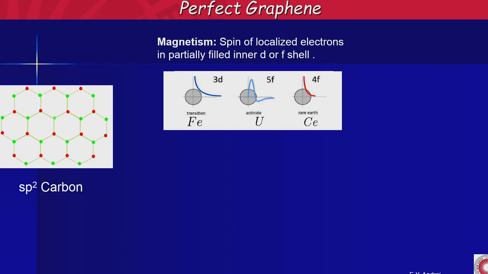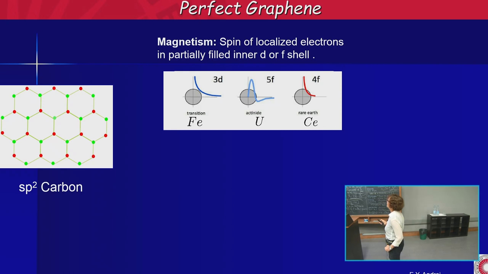Okay, so let's talk about magnetism. In a moment you're going to see why. Magnetic materials typically are characterized by having localized electrons in partially filled inner D or F shells. So most of the magnetic materials have D or F shells.